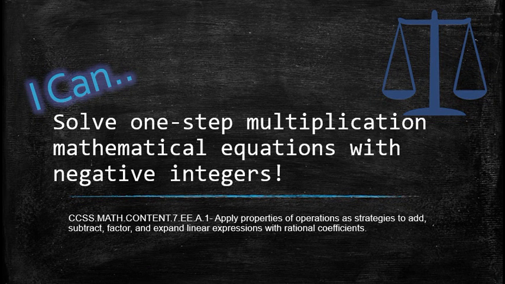Today we will be going through how to solve one-step multiplication mathematical equations with negative integers. Last week we solved one-step multiplication mathematical equations with positive integers, but now we've had some time to practice with our negative numbers, and we will go ahead and add that to what we already know.